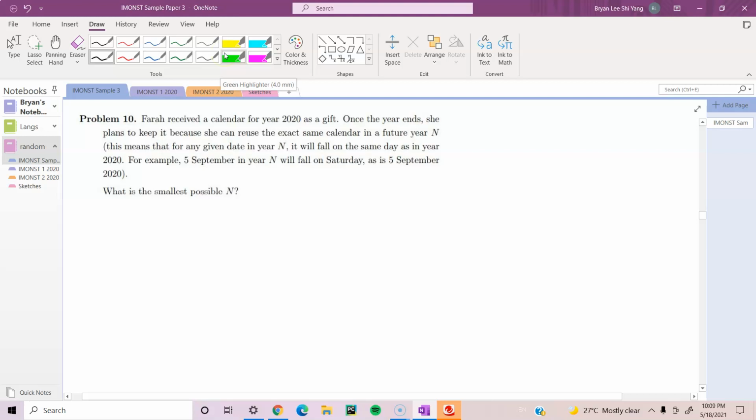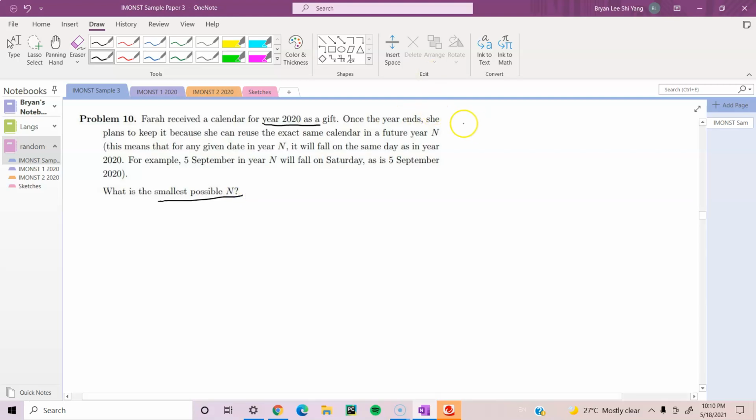So in problem 10, we can see here Farah received a calendar for the year 2020 as a gift. Once the year ends, she plans to keep it because she can reuse the exact same calendar in a future year N. This means for any given date in the year N, it will fall on the same day as in the year 2020. So what is the smallest possible N?